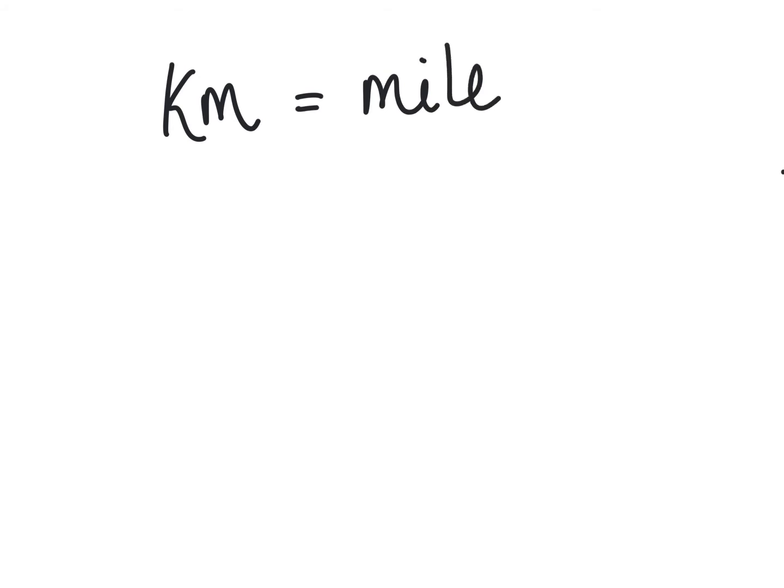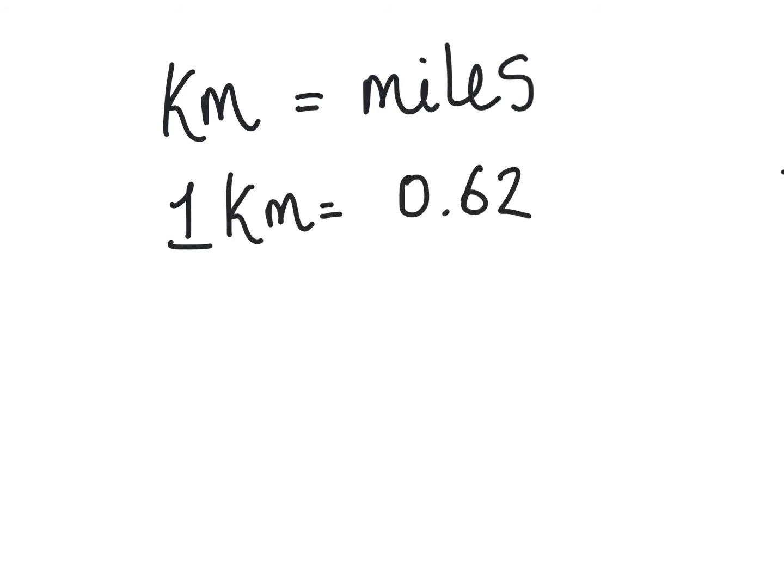Right, on to level 2. So now we're looking at going the other way. Now we're looking at going kilometres into miles. All right. So what we need is the information. We need the number. So the number is 1 kilometre equals 0.62 miles.